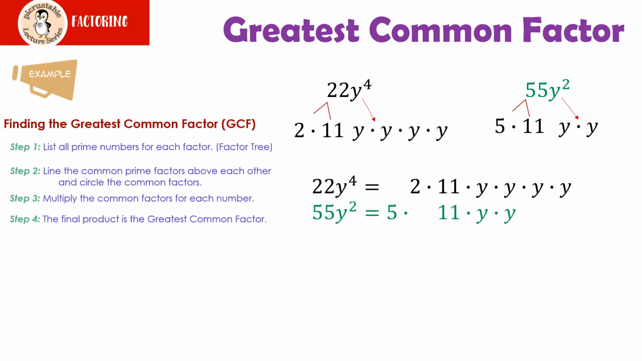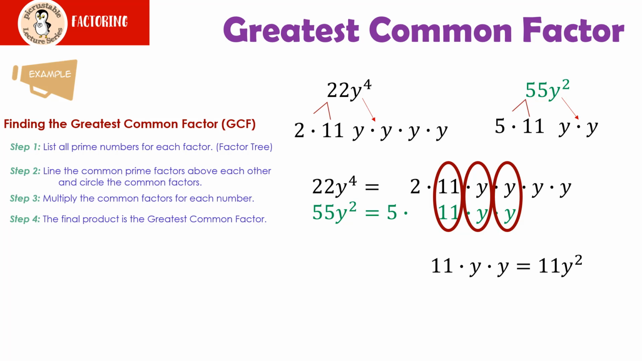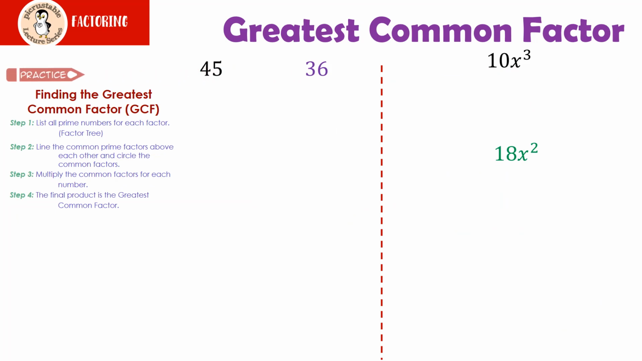You're going to notice that I wrote common factors on top of each other because now we can definitely see that 11 times y, which is 11y squared, is our greatest common factor. Here's 2 for you to try. You're going to pause the video, practice, and then press play to check. Alright, let's see how you did.